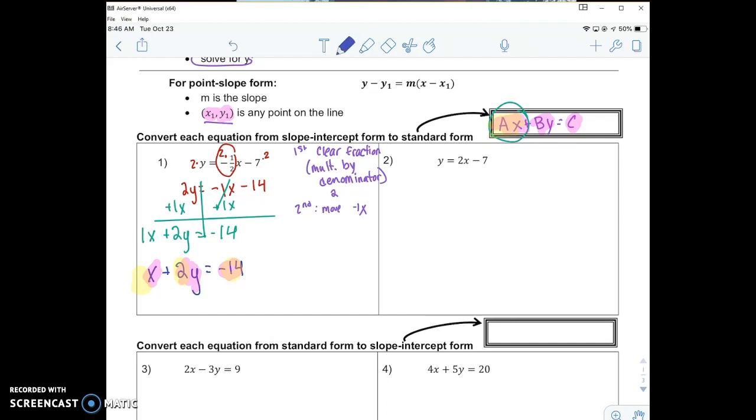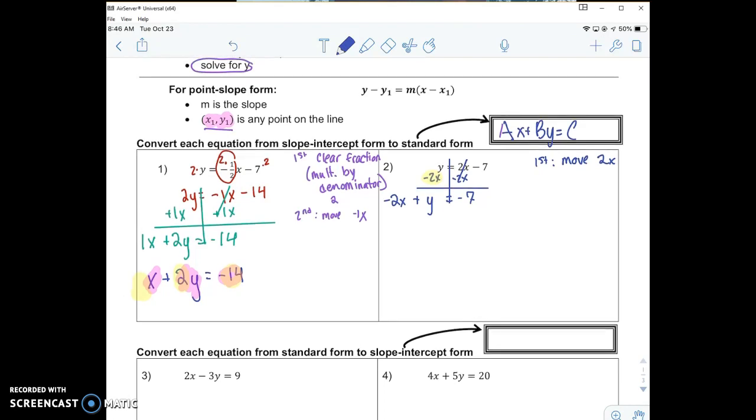On number 2, I have y equals 2x minus 7. I don't have a fraction this time, so I'm going to start by moving 2x to the other side. It's positive, so I can move it by subtracting 2x from both sides. Since standard form is ax plus by equals c, I want the part with x to come first. Since I'm subtracting, that negative stays with the 2x. -2x, positive y, is equal to -7.